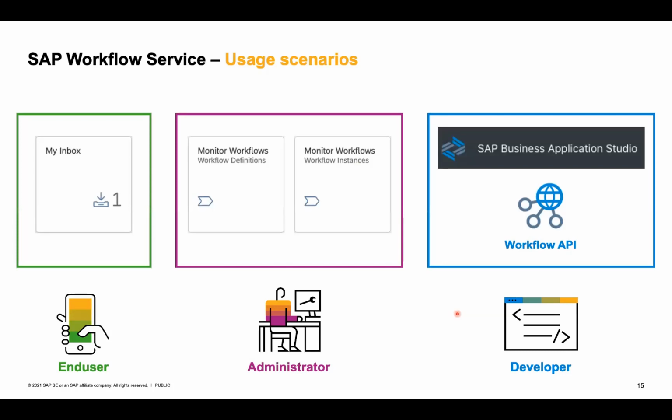Usage scenarios. These are not all of the usage scenarios, but they are the main usage scenarios, or let's say roles of users that we could have for the workflow service. On the one hand, the end user, who mainly uses the My Inbox application to access his or her tasks. That's all the end user cares about. You may have other applications that integrate with the workflow, but My Inbox is the main application, and it is pre-delivered. You might have seen it before, otherwise you will see it soon.